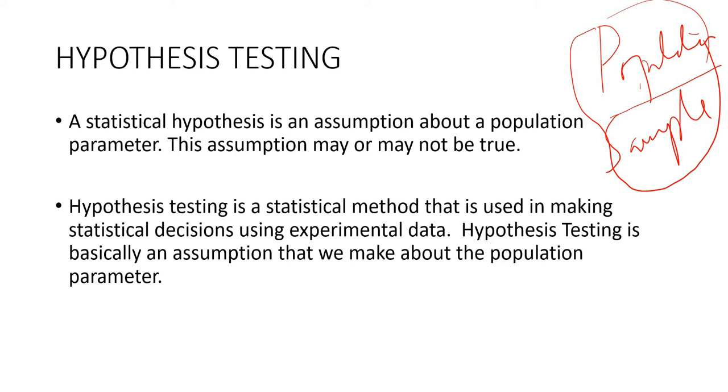So what is hypothesis testing? Hypothesis testing is a statistical method that is used in making statistical decisions using experimental data. Two points you need to understand. We are making decisions because our machine learning models are used for making decisions and predictions, but based on experimental data. This is very important. Hypothesis testing is basically an assumption that we make about the population parameter. So this is a simple introduction to hypothesis testing.